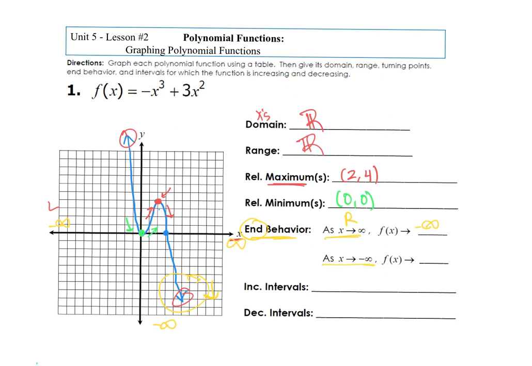As x approaches negative infinity, when we are on the left side, how are we ending? Well, this is my left side. It's ending up, which is positive infinity for y. So we'd say f of x approaches positive infinity.